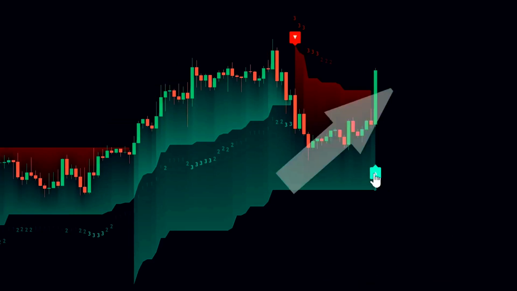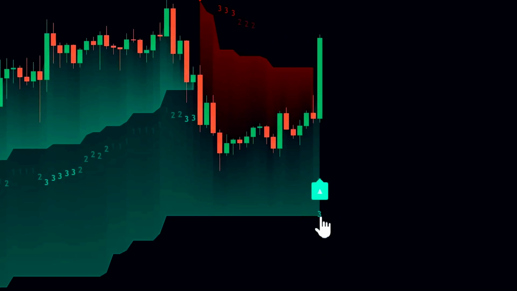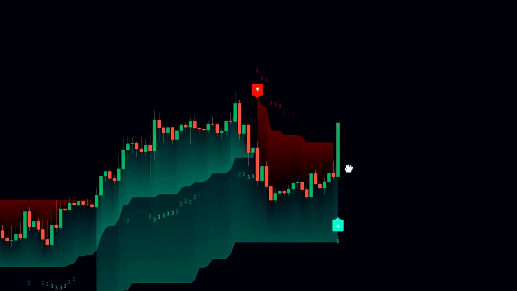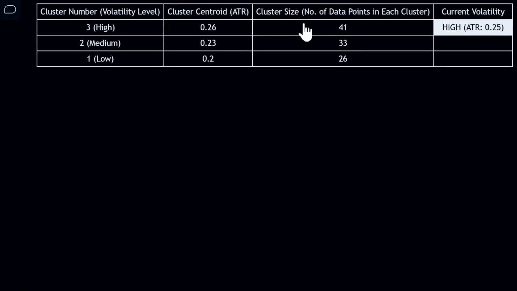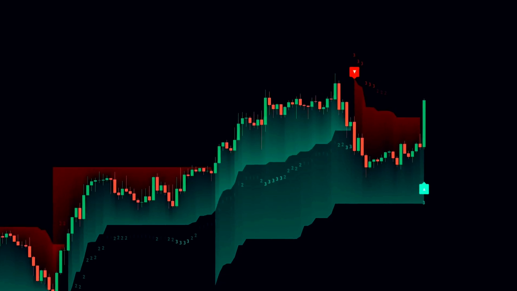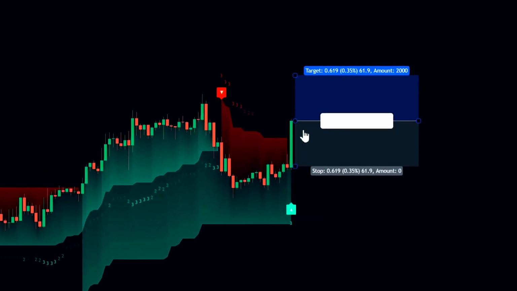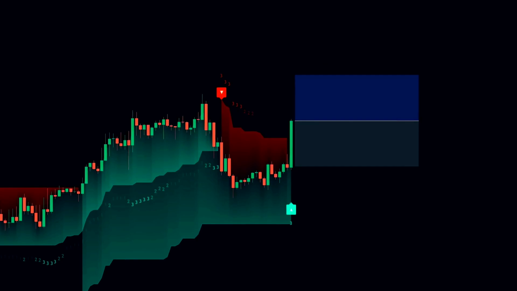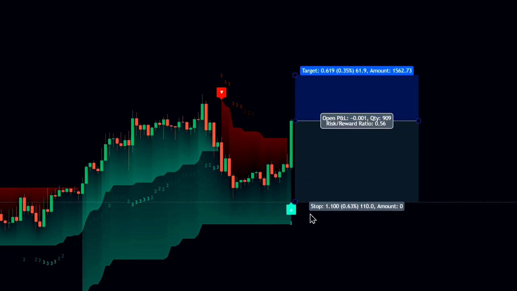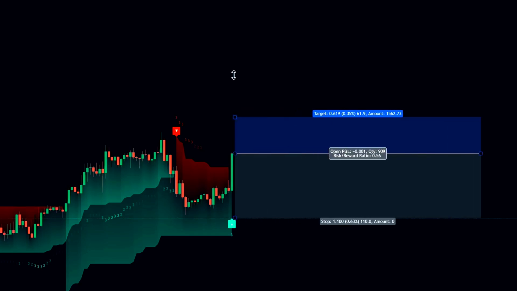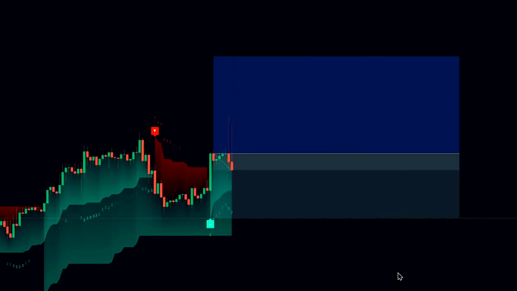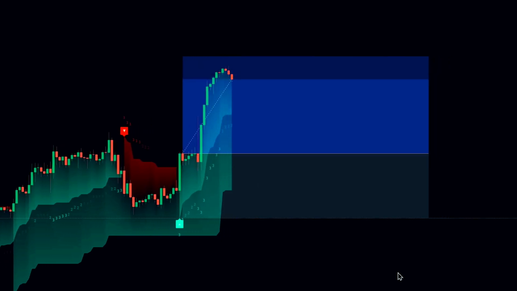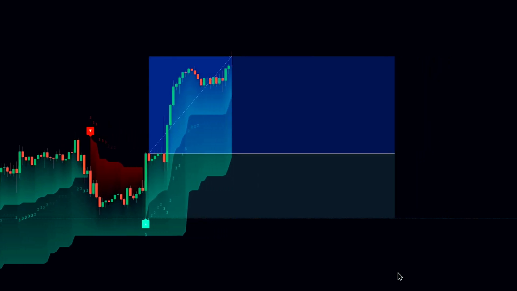Verify that the green labeled candle has a cluster number 3 indicating high volatility. Also, make sure cluster 3 has the largest cluster size over the last 100 bars. If all these conditions are met, take the long position. Place your stop loss where the trending cloud of the second Supertrend would typically be, right above the green label. Set your take profit at 1.5 times the risk. Let the trade run, and you'll see it can yield solid results.